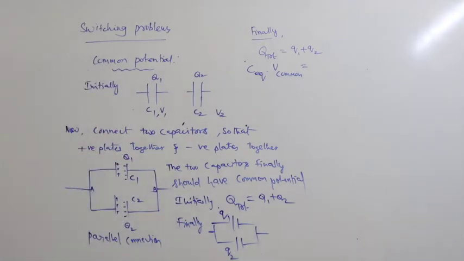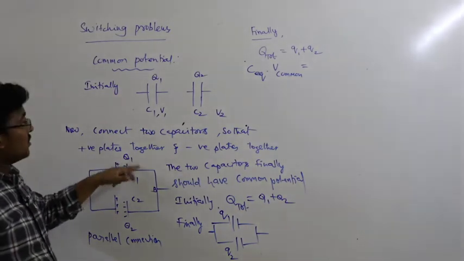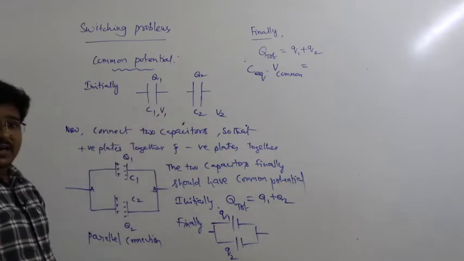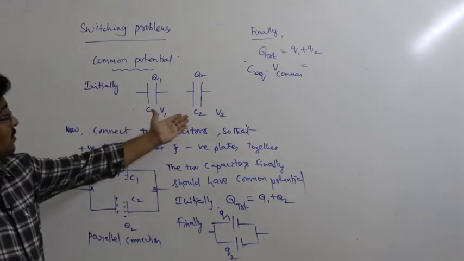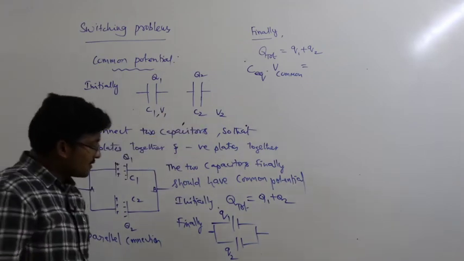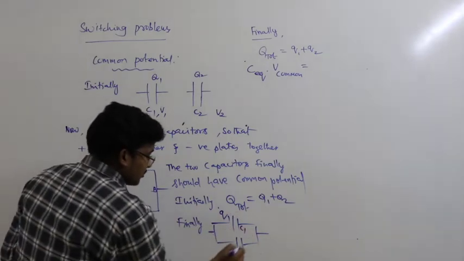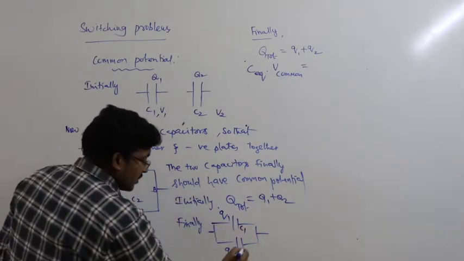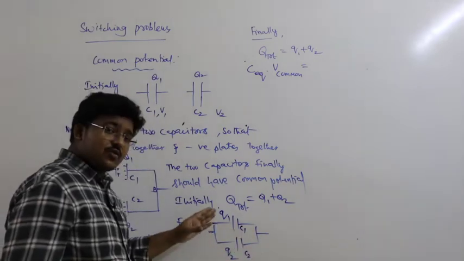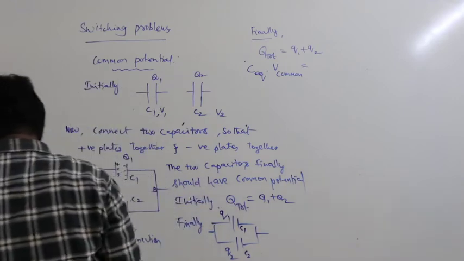Initially we know the formula Q = CV, so Q1 = C1V1 and Q2 = C2V2. The charge is Q1 with capacitance C1, and the second has capacitance C2. Now, due to the common potential, what is the Q value? Q = C1 into V common.